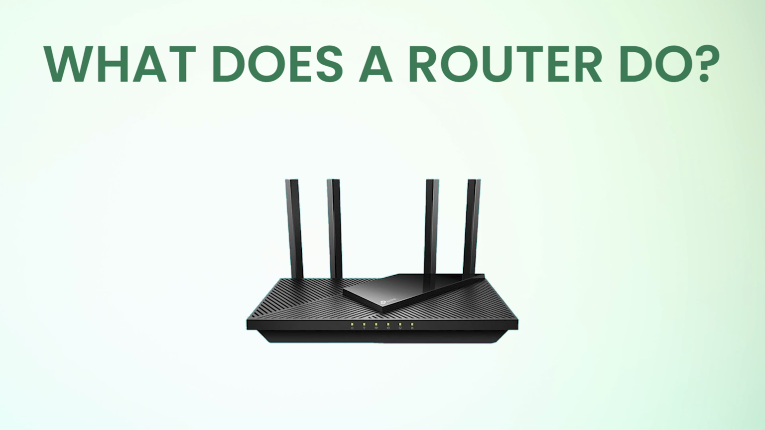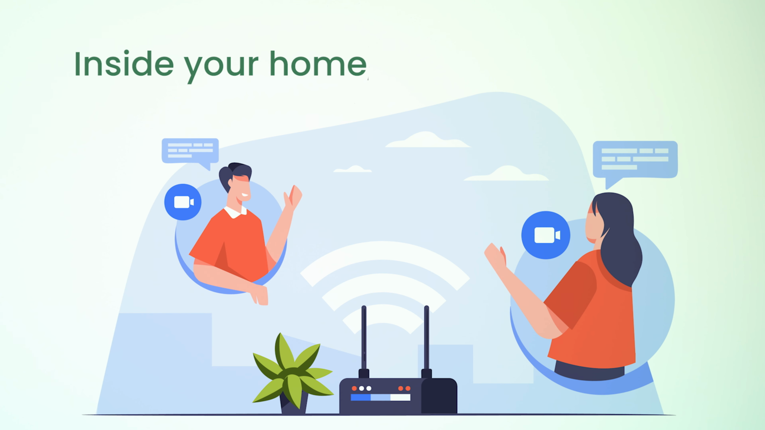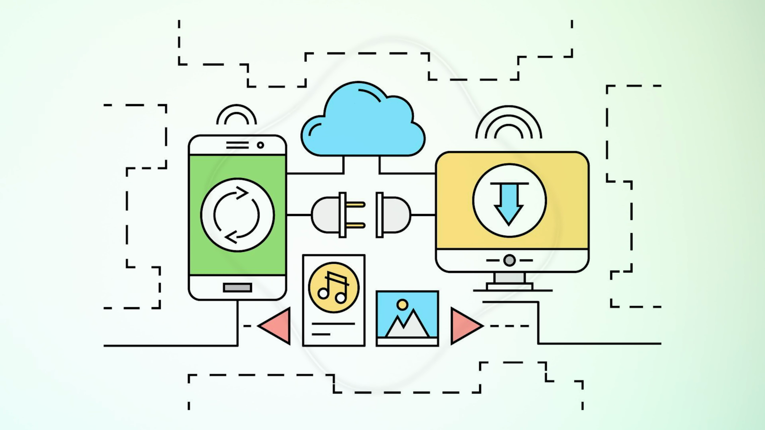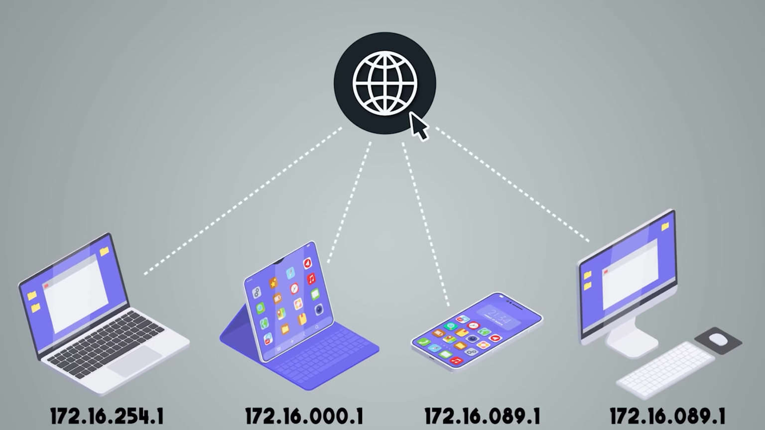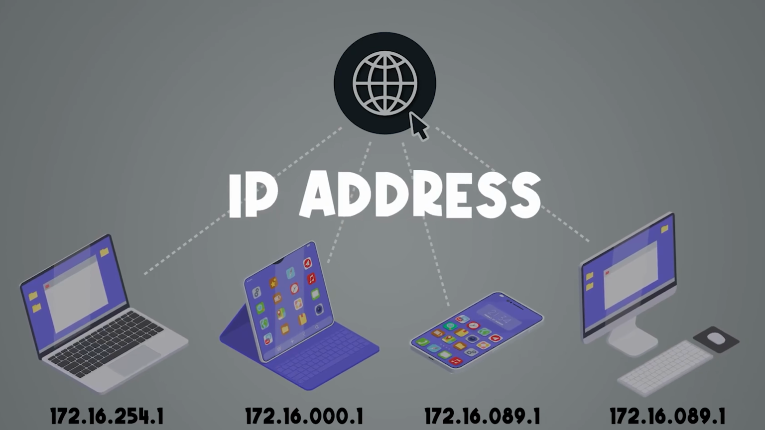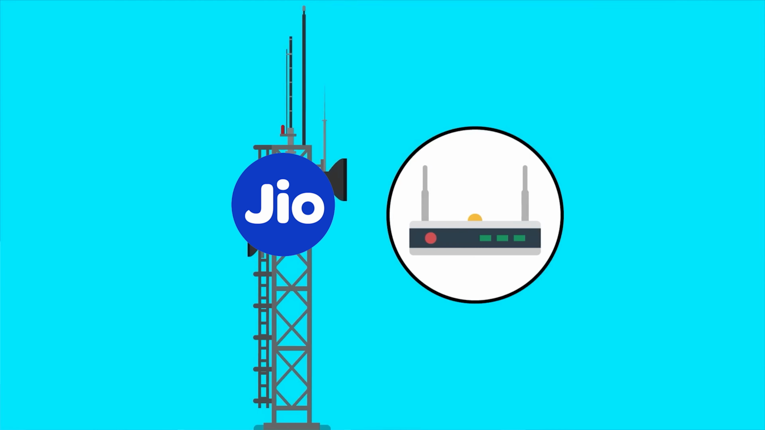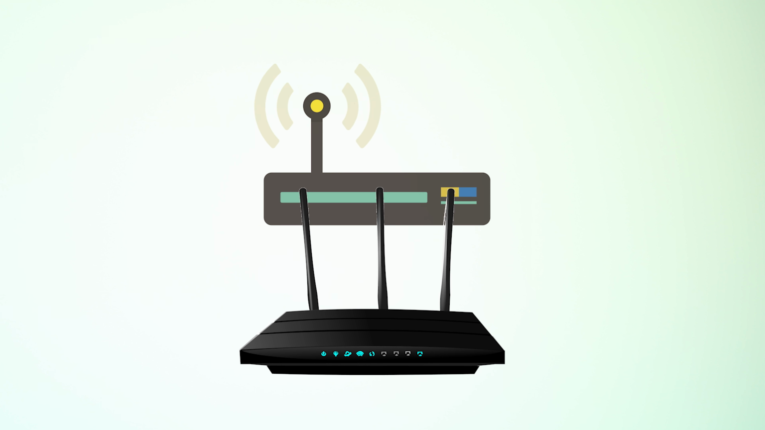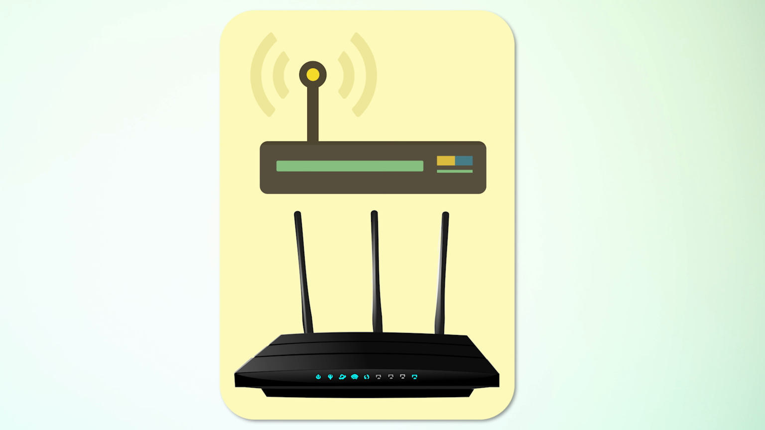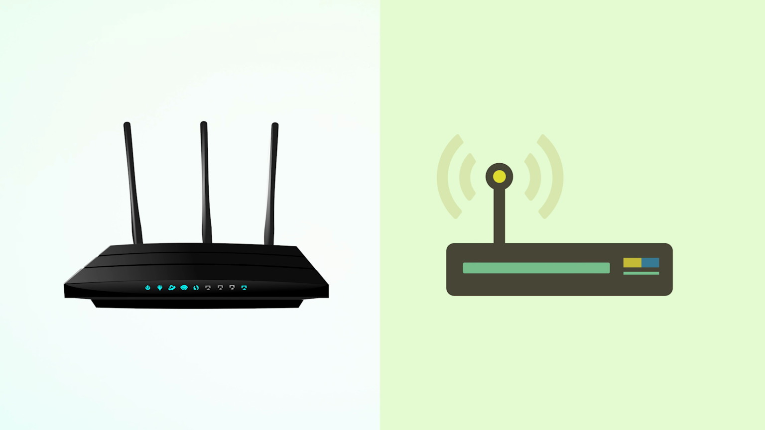What does a router do? Inside your home, you have a router. Its job is to connect multiple devices and send data to the right one. It assigns local IP addresses, manages Wi-Fi, and makes sure information meant for your phone doesn't go to your TV. Some devices combine router and modem into one box, but they fundamentally do different jobs.